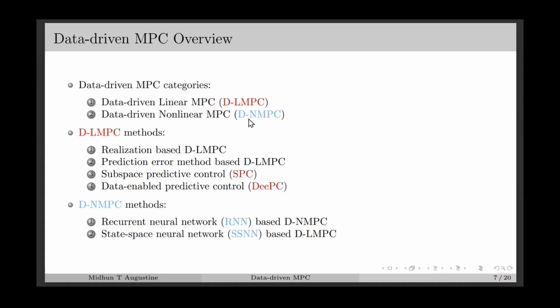In the first half of this lecture series, we will be discussing data-driven linear MPC approaches, which include realization-based LMPC, prediction error method, subspace predictive control or SPC, and data-enabled predictive control or DeePC. Then in the second half, we focus on data-driven nonlinear MPC, which includes neural network-based methods such as recurrent neural network or RNN, state-space neural network or SSNN, etc.